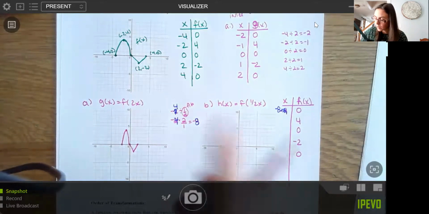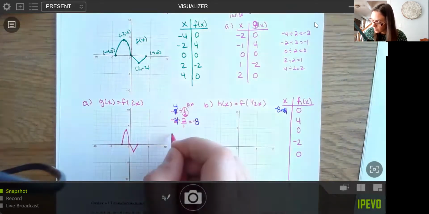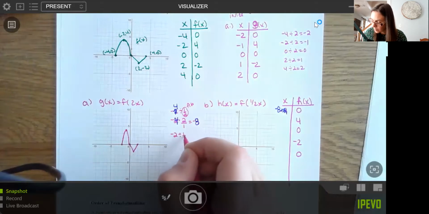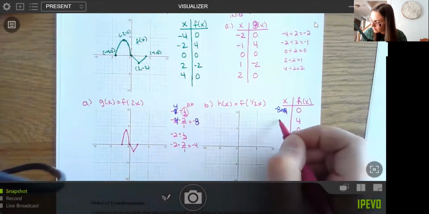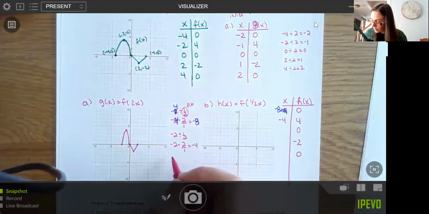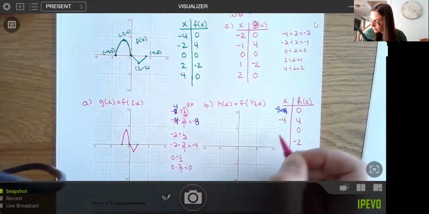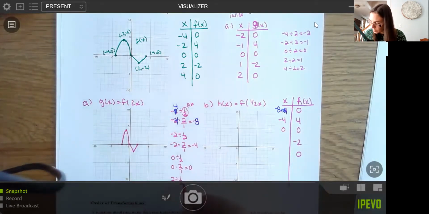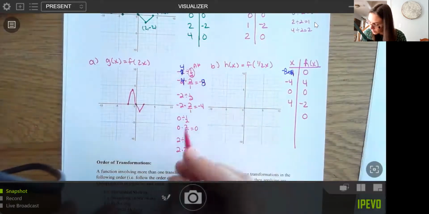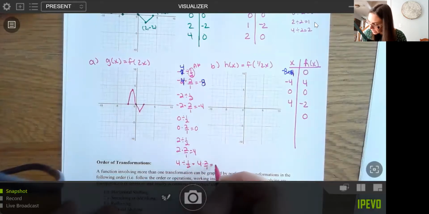All right, let's do the next one. I'm going to make sure I use the right table here. So -2 divided by 1/2 is going to be -2 times 2/1, which is -4. Now 0 divided by 1/2 is 0 times 2/1, which is just 0. And then I have 2 divided by 1/2 is 2 times 2/1, which is 4. And then finally, the last one is 4 here. So 4 divided by 1/2 is 4 times 2/1, which is 8.